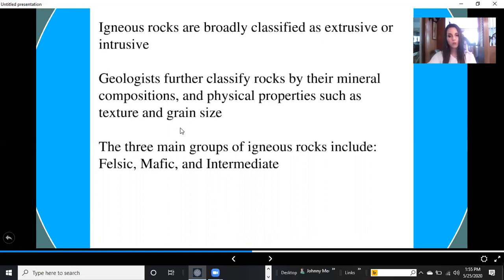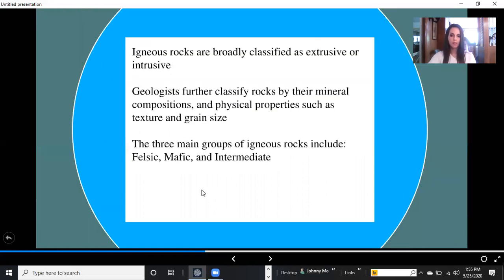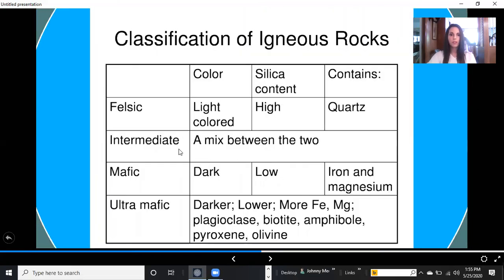The three main groups of igneous rocks include felsic, mafic, and intermediate. So let's talk about those groups for a minute. So classification of igneous rocks. So color, the felsic group are going to be your light colored igneous rocks. They're going to have a high silica content, and they are going to contain quartz. Intermediate, that's going to be a mix between mafic and felsic. Mafic is going to be dark, and it's going to have a lower silica content, and it's going to contain iron and magnesium.